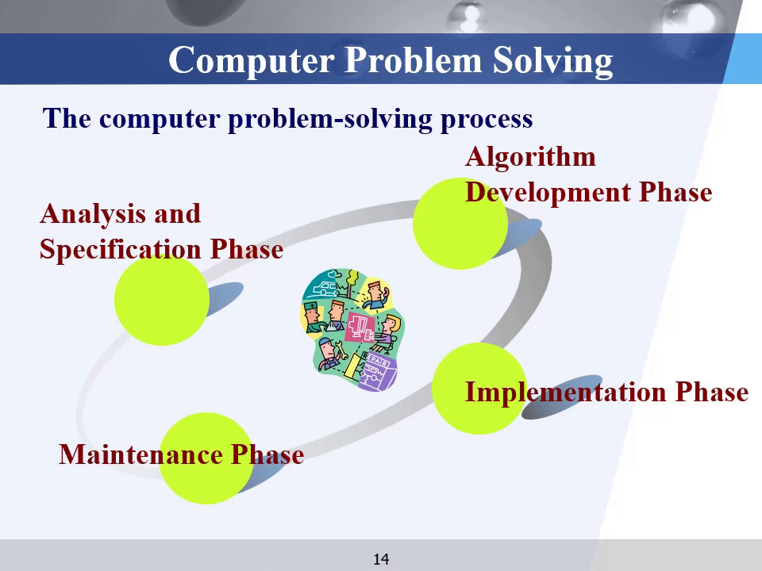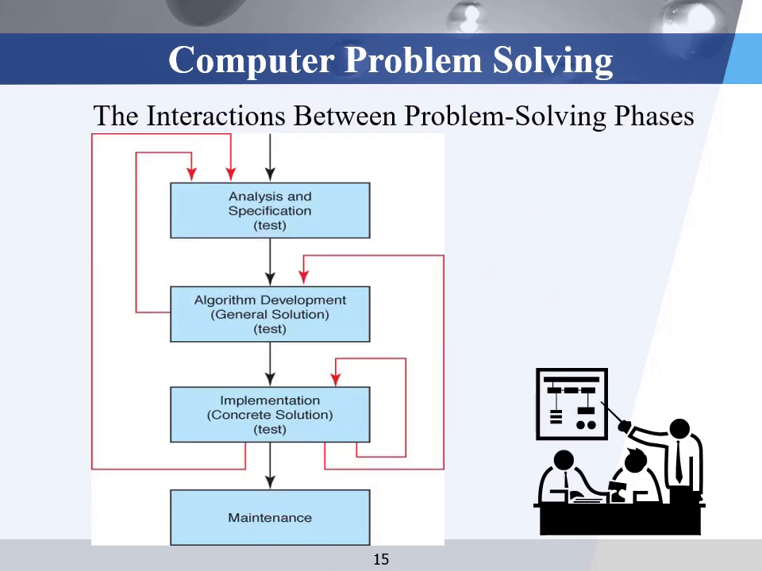So actually, software engineering is another course in the computer science major. In that course, you're going to learn how to develop software, how to specify the requirements, how to design the solution, how to design the algorithm, how to implement the algorithm, and what you need to do in the maintenance phase. So this shows you the relationship between the different steps.